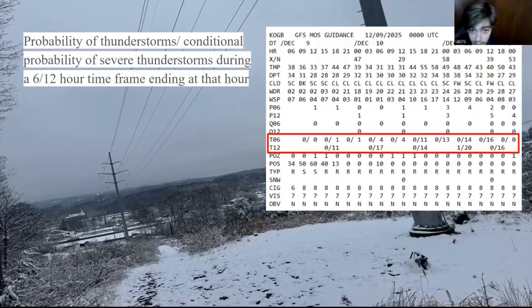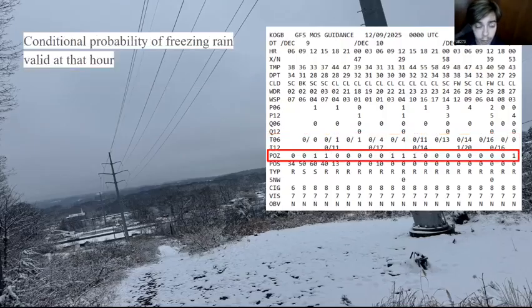Now you can see in this case, we have almost all zeros for probability of thunderstorms, but for the conditional probability of severe thunderstorms, we do have values that are non-zero, but still not very high at all. The highest that you see is 20, and that's just from a 12-hour period.